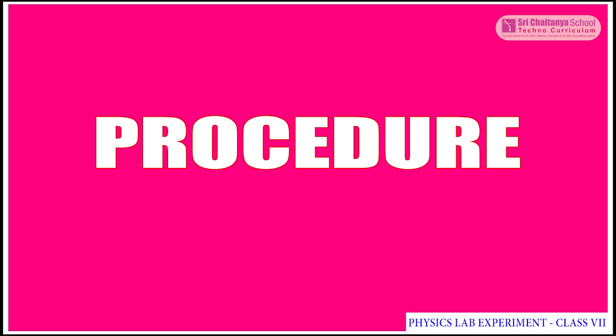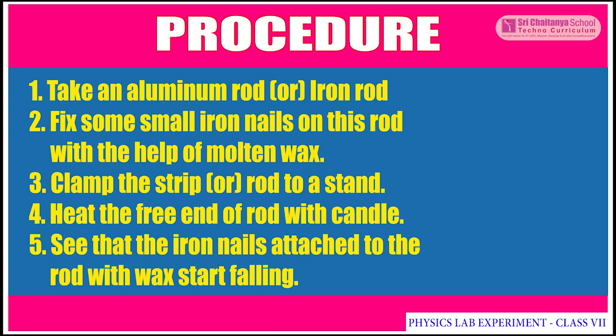Procedure: take an aluminum rod, fix some small iron nails on this rod with the help of molten wax. Clamp the strip or rod to the stand. Heat the free end of the rod with a candle. See that the iron nails attached to the aluminum rod with wax start falling.